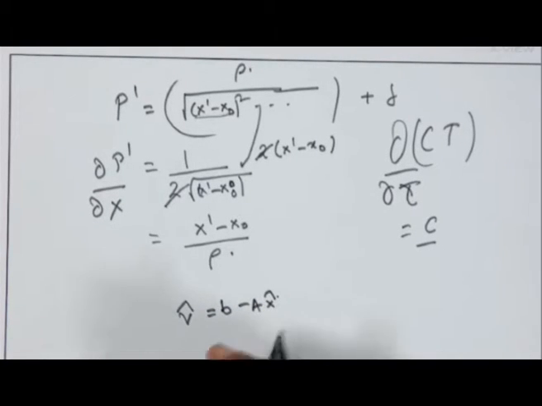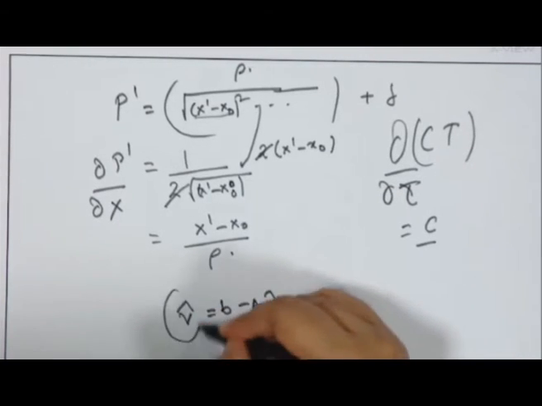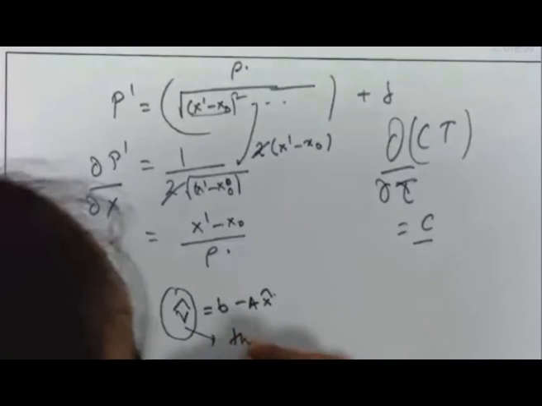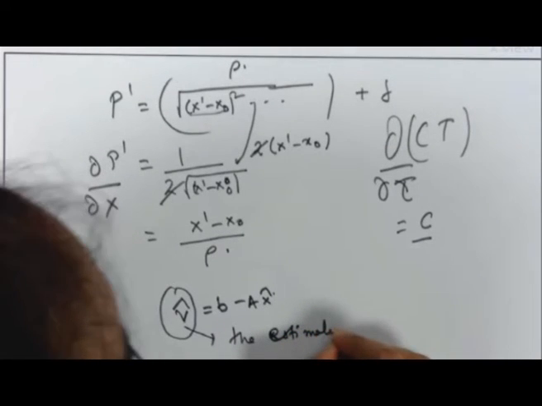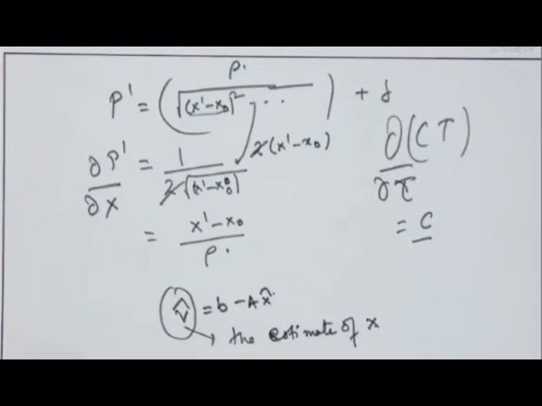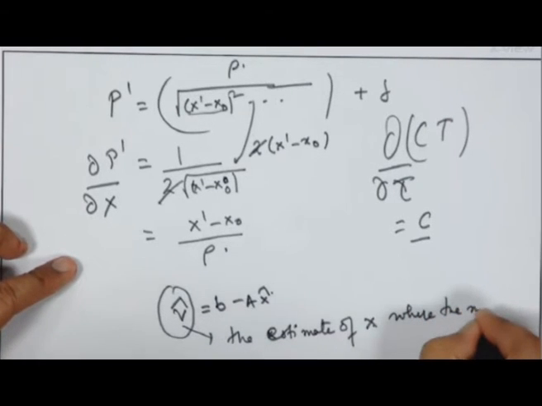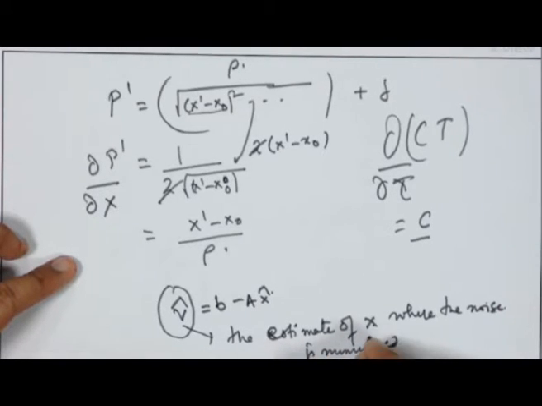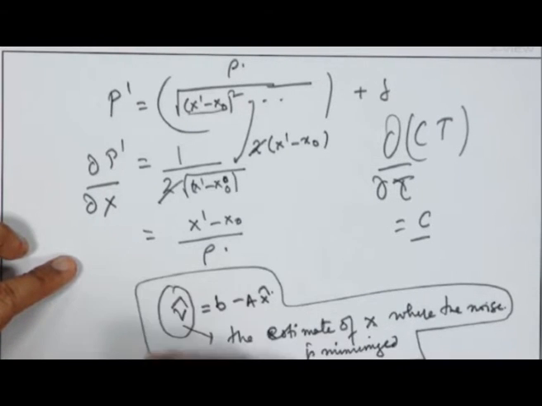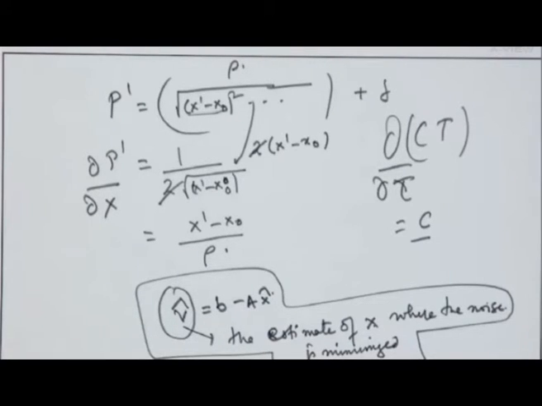Okay, and so now what is the least square solution? The least square solution can be found by varying the value of x until the following function is minimized. So until the noise is minimized, so what am I trying to find? The x, the estimate of x. See, think carefully, the estimate of x where the noise is minimized. I want to find the estimate of x where the noise is minimized.